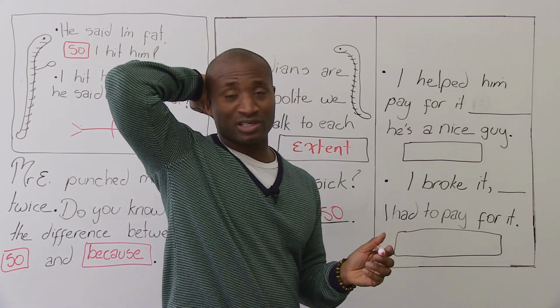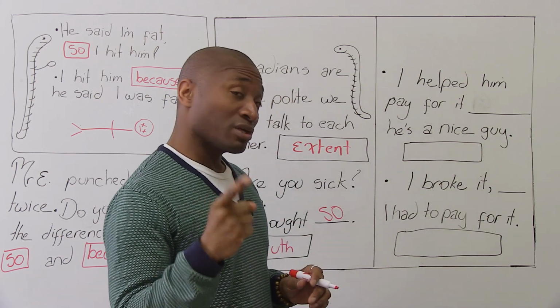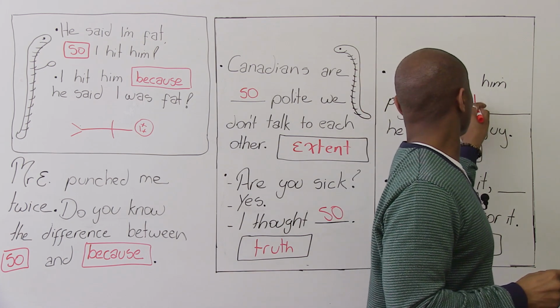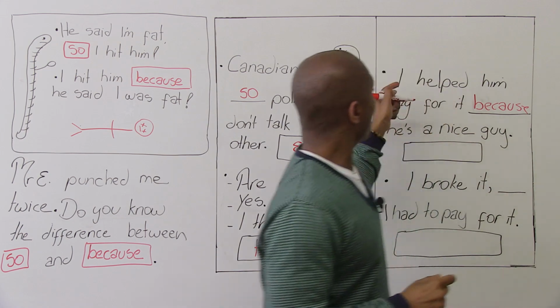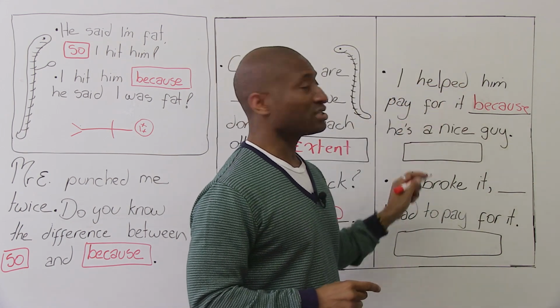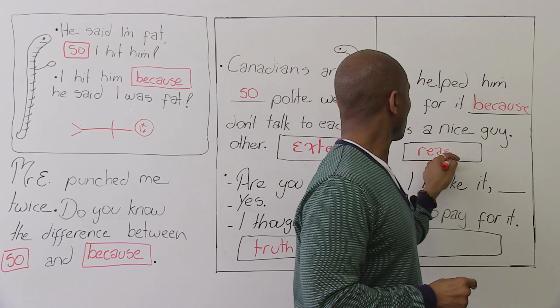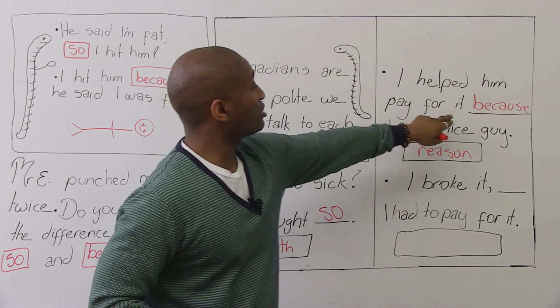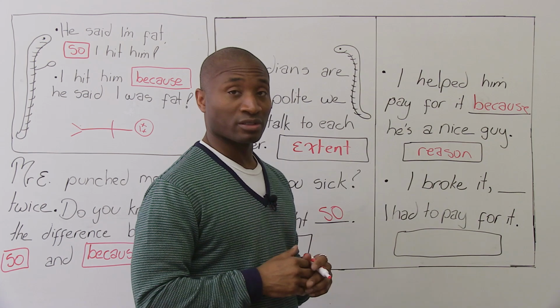How do I know he's a nice guy? It doesn't really answer the question, what happened? What it really answers to the question is, why, right? So we probably put down this. Because. So I helped him pay for it because he's a nice guy. And that is the reason why I did something. And that's what we said. Because is a conjunction that brings two statements together. In this case, gives us the reason, right?